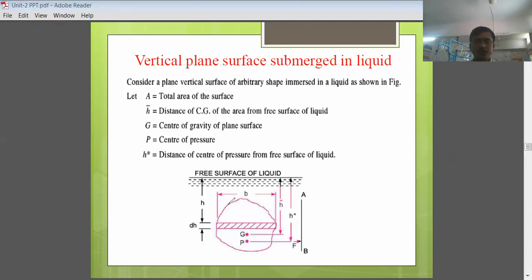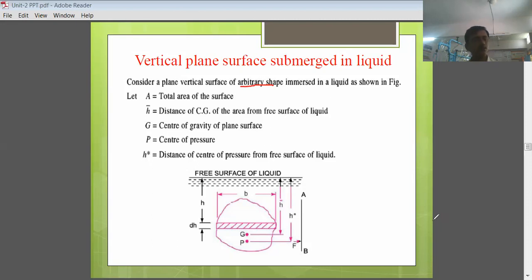You are observing this one object, or surface, which is of arbitrary shape. Arbitrary shape means any shape you can take. The shape of the object is not fixed. So while deriving, we have considered a plane surface of arbitrary shape. You can take any kind of shape which is immersed in the liquid.